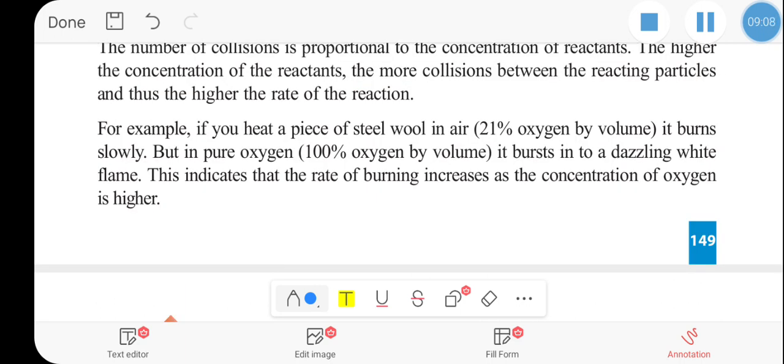For example, if you heat a piece of steel wool in air, which is 21% oxygen by volume, it burns slowly. But in pure oxygen, 100% oxygen by volume, it burns with a dazzling white flame. This indicates that the rate of burning increases when the concentration of oxygen is higher.